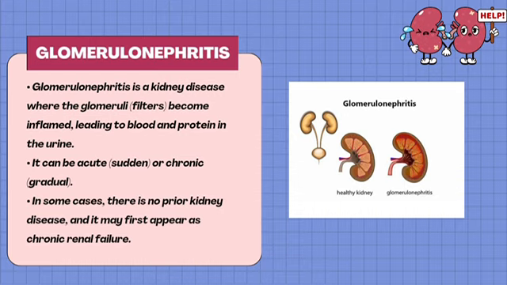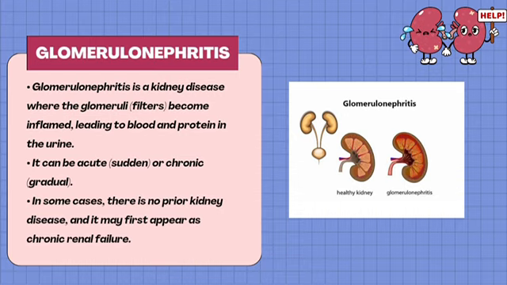There are two main types. The first is acute glomerulonephritis, which happens suddenly after infections like strep throat or viral illnesses. Symptoms may reverse with treatment. And the second one is chronic glomerulonephritis. This develops slowly over time and can lead to permanent kidney damage if untreated. The causes of this disease, the first one, is infection like hepatitis or HIV, and autoimmune disease, where the immune system mistakenly attacks the kidney.